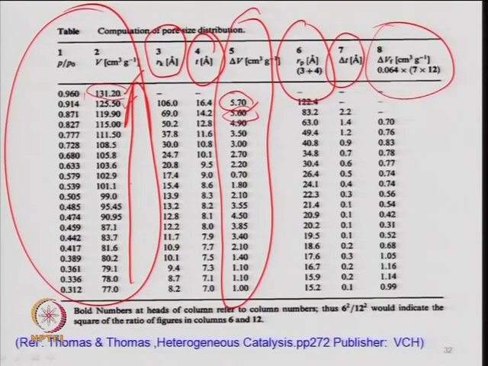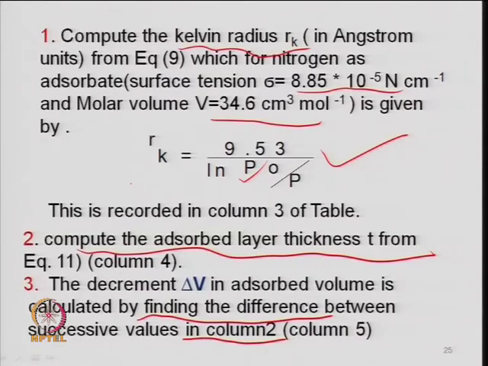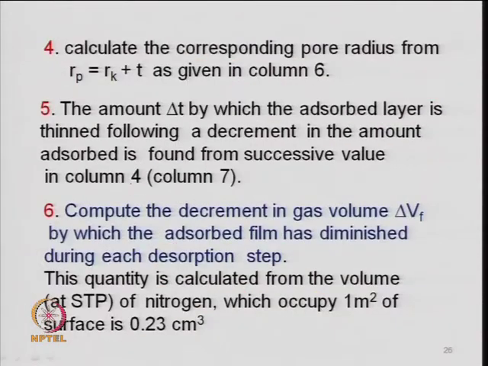If I have desorption, then it will decrease in this way, right. This is reported in column 5, as I discussed, and then you calculate the corresponding pore radius from Rp equal to Rk plus T, because now the adsorbed layer thickness is known and Rk you have already calculated. So, pore radius can be determined, right. So, Rp is equal to Rk plus T, and that has been shown again in the column. I will go back there later.